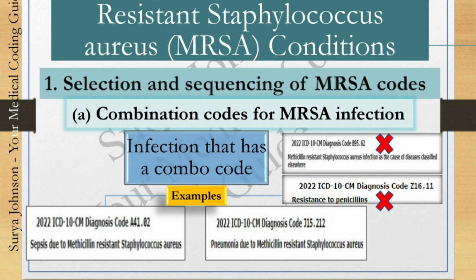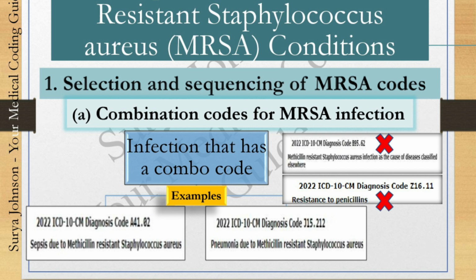But when there is already a combination code, for example, in the slide you can see A41.02, which is sepsis due to methicillin resistant Staphylococcus aureus. This describes what the problem is, that is the sepsis, which is caused by MRSA. So there is a combination code. This you should not split and code as sepsis. There is a different code for sepsis alone.